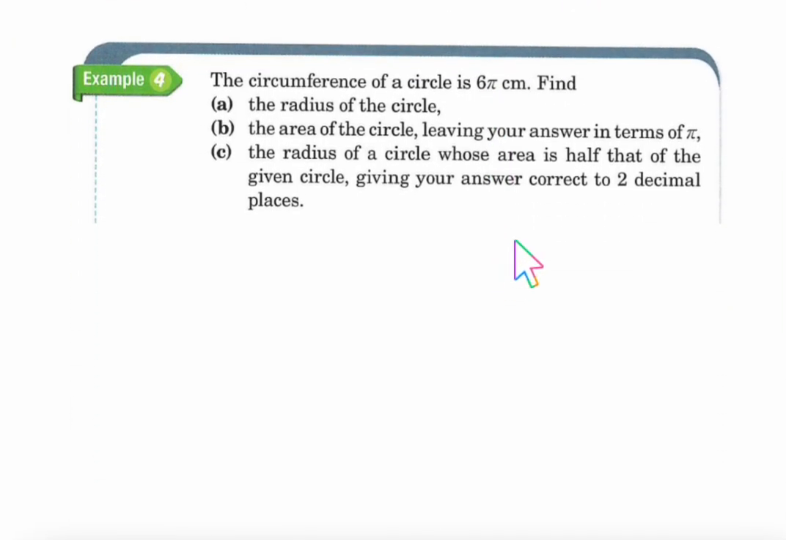Okay, let's move on to example 4. The circumference of a circle is 6 pi centimeters. Wow, that's the most accurate way of writing it. Like just 6 pi. I haven't even put it in my calculator. I don't have to do any rounding. That's the most accurate, is just to keep the pi symbol there.